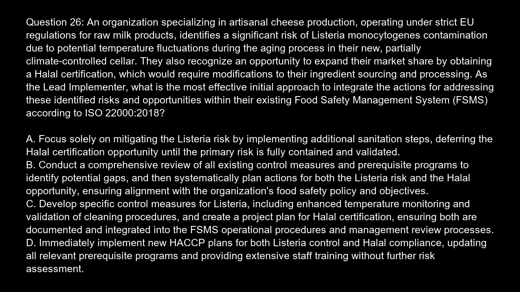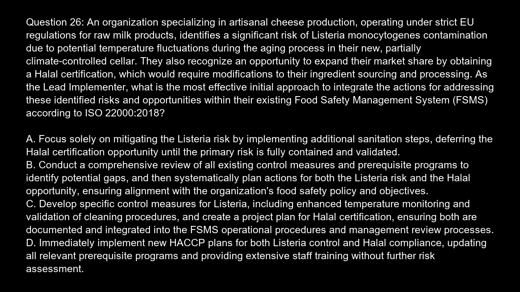Question 26. An organization specializing in artisanal cheese production, operating under strict EU regulations for raw milk products, identifies a significant risk of Listeria monocytogenes contamination due to potential temperature fluctuations during the aging process in their new, partially climate-controlled cellar. They also recognize an opportunity to expand their market share by obtaining a halal certification, which would require modifications to their ingredient sourcing and processing. As the lead implementer, what is the most effective initial approach to integrate the actions for addressing these identified risks and opportunities within their existing food safety management system, FSMS, according to ISO 22000:2018?